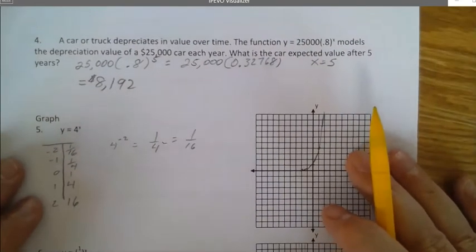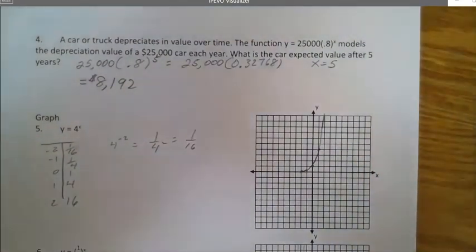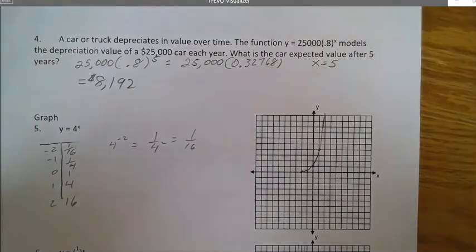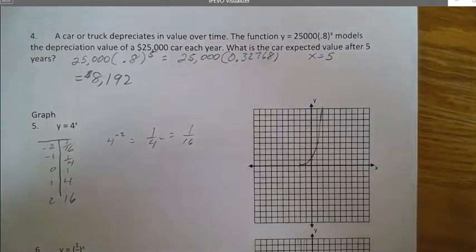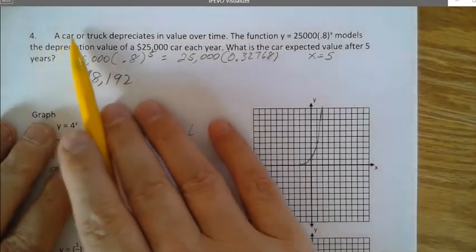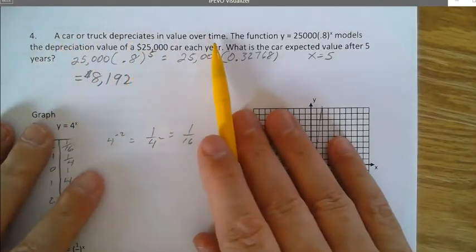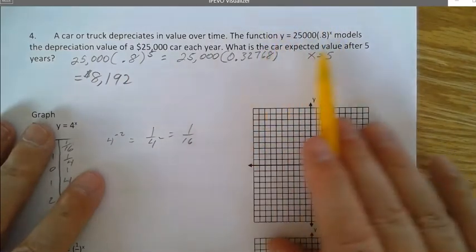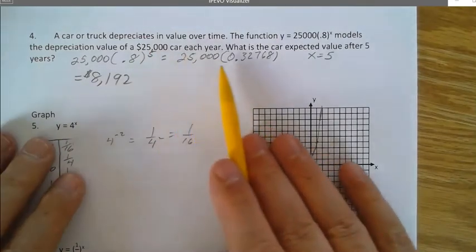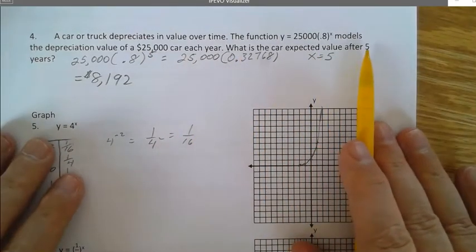All right, number 4. Here's one where instead of it increasing, we have a depreciation. In other words, the vehicle, when you drive it off the lot, it starts decreasing in value. So this is a representation of a 20% decrease. So let's take a look. A car or truck depreciates in value over time. So this function models the depreciation of a $25,000 car or truck. What is the car's expected value after 5 years?